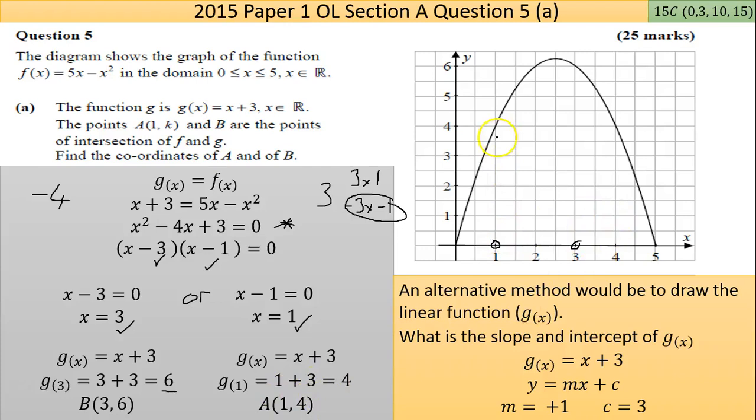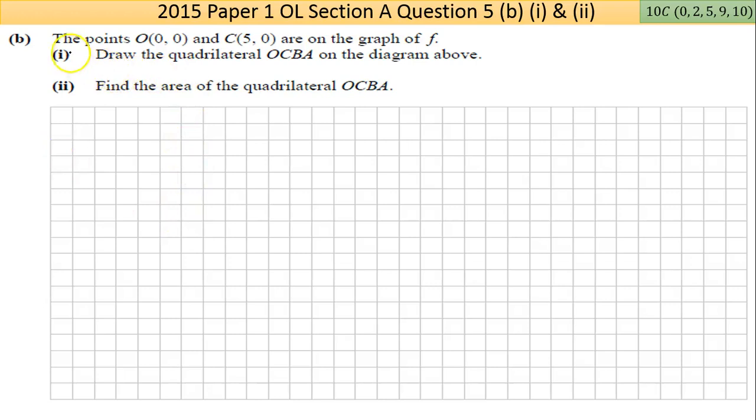So does that correspond with my first answer? 1, 4, and 3, 6. It does. So 2 methods of doing it, both equally valid. That's part A. Move on now to part B. It's worth 10 marks. So the point 0, 0, which is the origin, and the point 5, 0 are on the graph of F. Draw the quadrilateral OCBA on the diagram above.